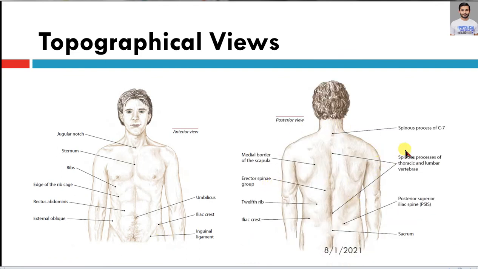On the dorsal aspect, we can see the spinous process, the vertebra prominence, then the medial border of scapula, inferior angle of the scapula, erector spinae group of muscles. These are a few muscles collectively called the erector spinae group of muscles. 12th rib, iliac crest, posterior superior iliac spine. Now there is a dimple, which is also called the sacral dimple, in this region. So that is S2, and S2 and PSIS are just adjacent to each other. Sacrum and the spinous process of the thoracic and lumbar vertebrae.